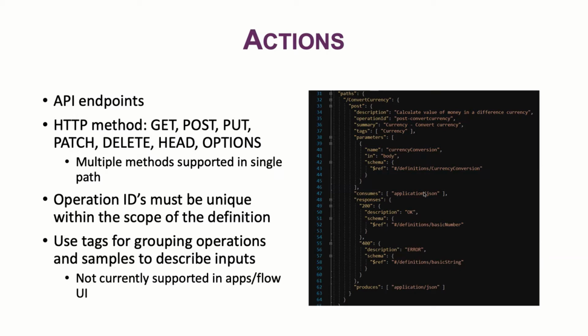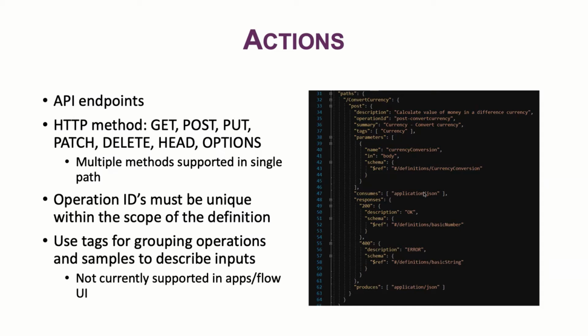For example, the methodology of describing your paths object, then your individual path, and then what type it is. Is it a get? Is it a post? Is it a put, patch, etc.? And then defining that in your descriptions and your operation IDs and your summary, etc. If you're grouping things together using tags, you'll put that in here. That's not actually currently exposed in the custom connector definition UI in Power Platform, but it is supported.